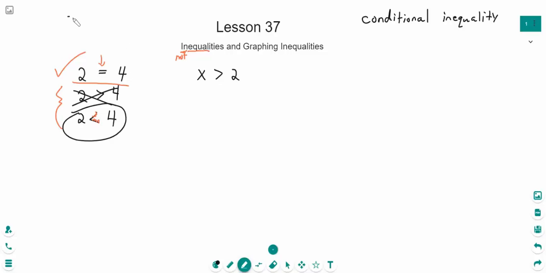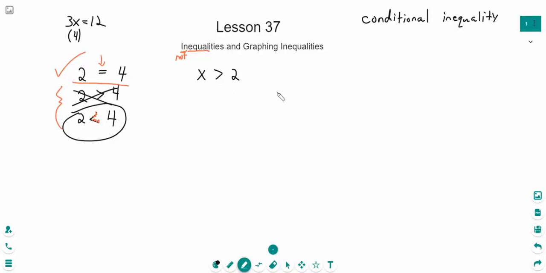If I have 3x = 12, I might ask you, what are all of the numbers that I could place in here for x such that this equation is true? In this case, there's only one answer, and the answer is 4. The x has to be a 4.